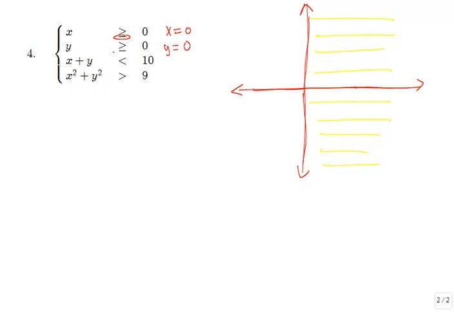And where is y greater than or equal to 0? When is it greater than 0? When you're going up for these positive y values. So it would look something like this.